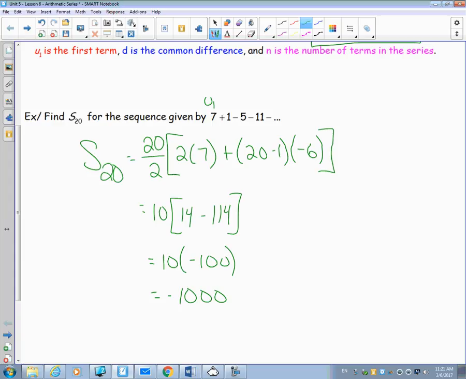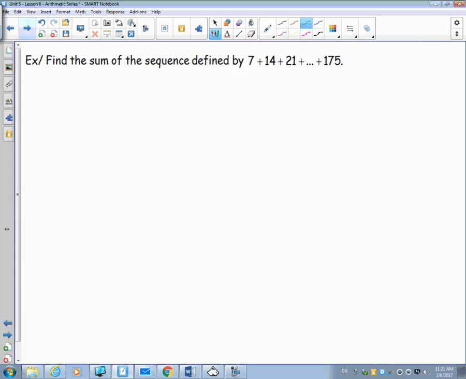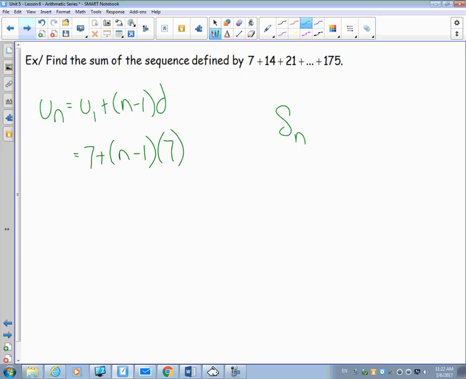Okay, let's try the next one. Find the sum of the sequence defined by this series of numbers: 7, 14, 21, 28, dot, dot, dot, up to 175. The difference here is I don't know n, the number of terms. Whenever we don't know how many terms we have, we have to go back to yesterday's equation, the un one. If I want to know anything about the sequence, this is the formula I need to use. Because I know the first term, I don't know how many there are, I know their difference is 7, I know my last term comes up to 175. I want to know the n that goes along with it.